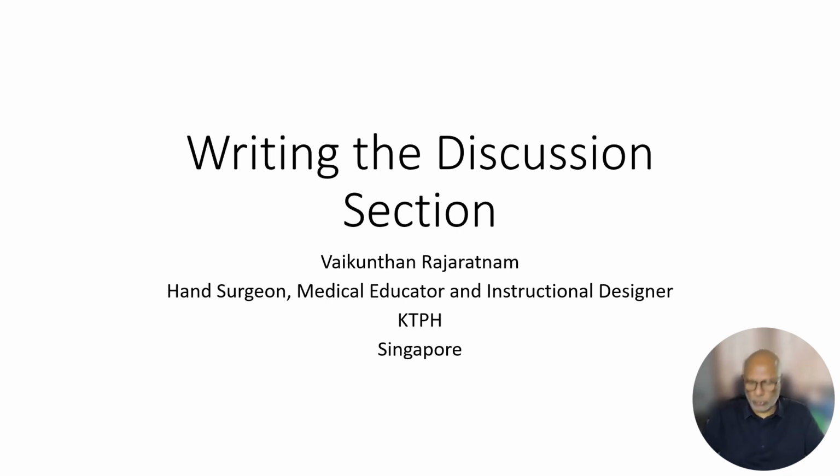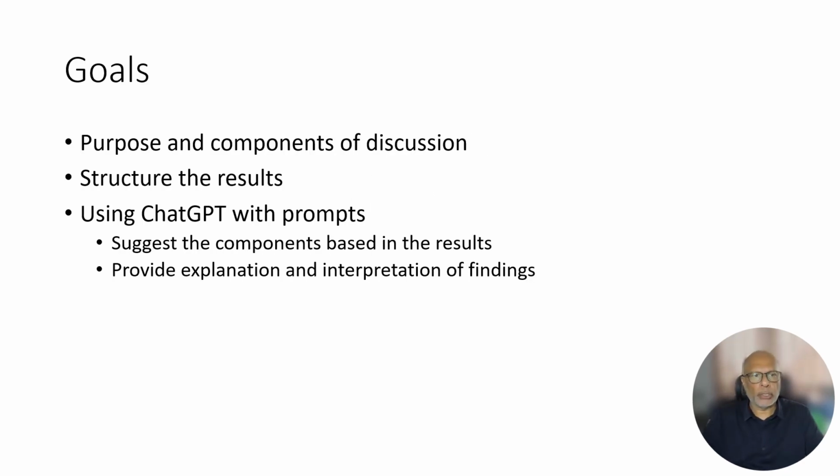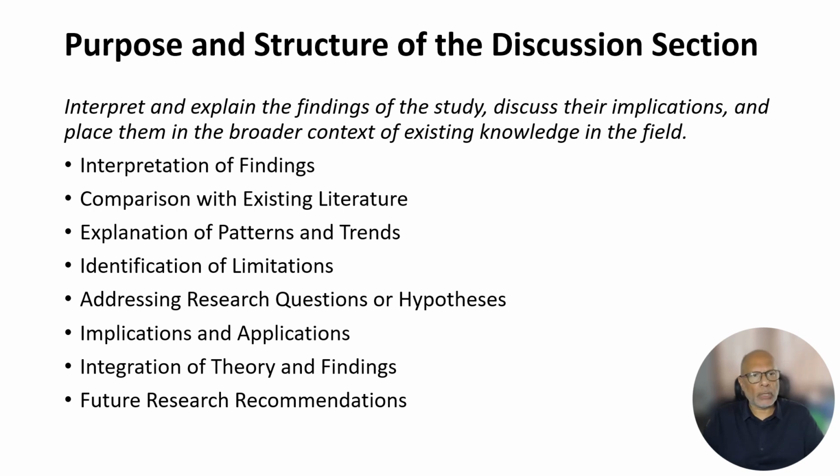Let's look at how to use AI to write the discussion section. The purpose and components of the section will be shared, and we will use the various tools that we have seen early on and demonstrated in helping us write the discussion section. The purpose of the discussion section is to interpret and explain the findings of the study, discuss their implications, and place them in the context of the body of knowledge in your subject area.